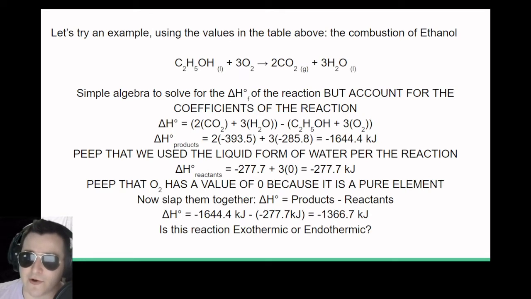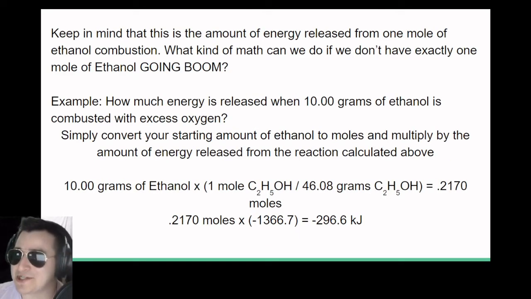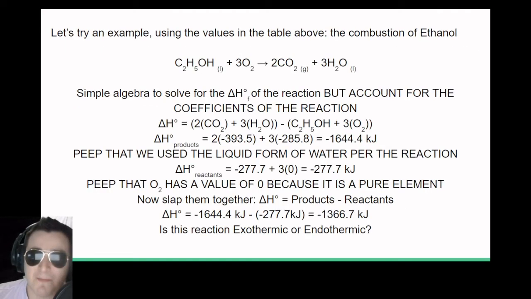This is how much energy, or actually, sorry, this is an extensive property. But what I'm saying is that 1 mole will always release this amount of energy. But of course, it's an extensive property because we're changing how much ethanol is actually present. But what I'm saying here is that this amount, this negative 1366.7, will never change, provided you have 1 mole.